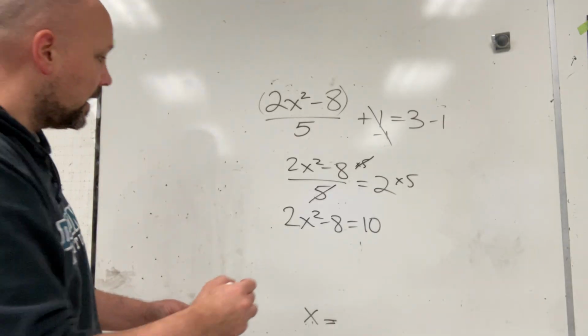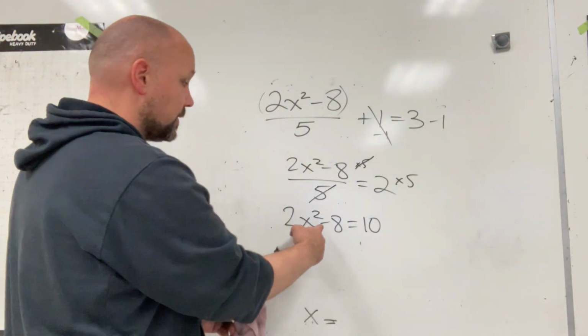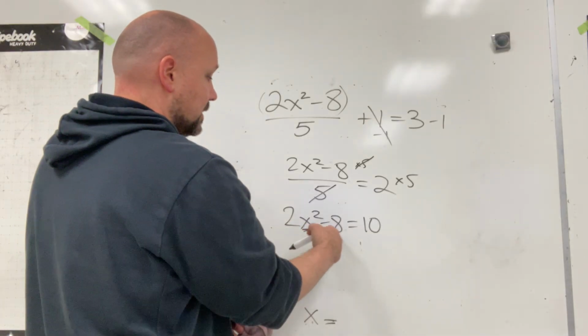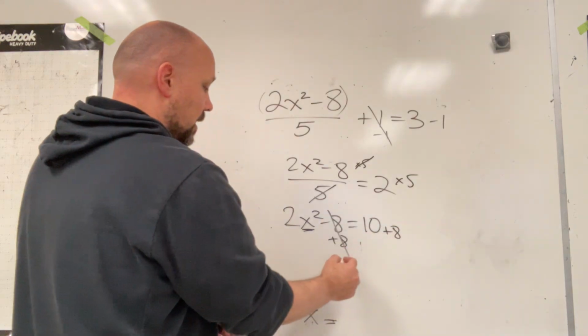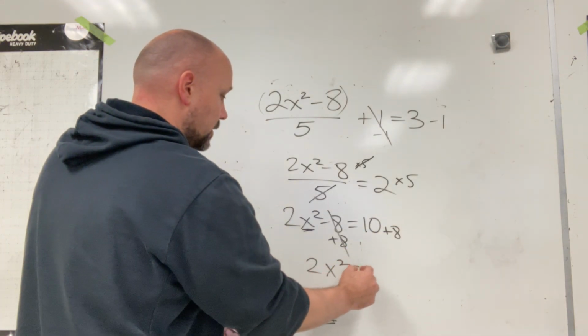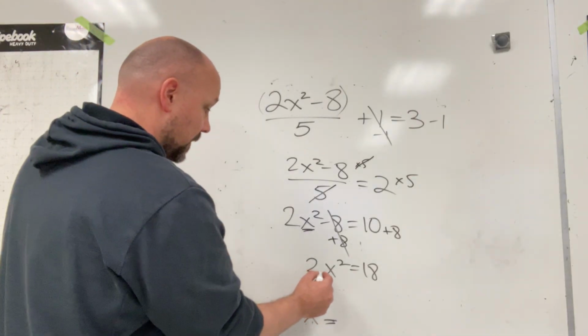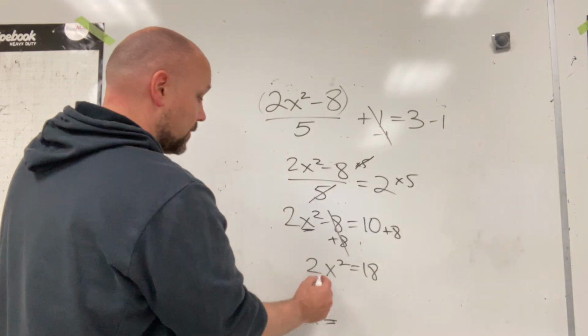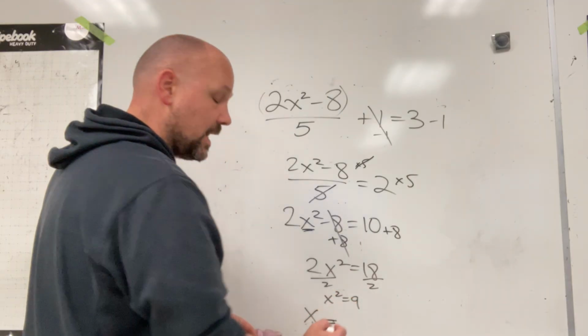All right, now we're getting close to just having x on its own, right? We're getting close. We're not there yet, but we're getting close. So I have 2x squared minus 8. So I got to get rid of that minus 8. So plus 8. Gone. 2x squared is 18. Super close, right? Now I have 2 times x squared. So I'll divide both sides by 2. And I get that x squared is 9.